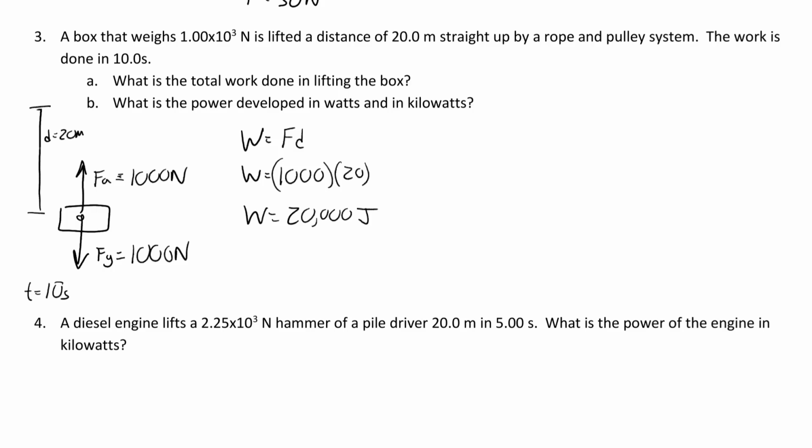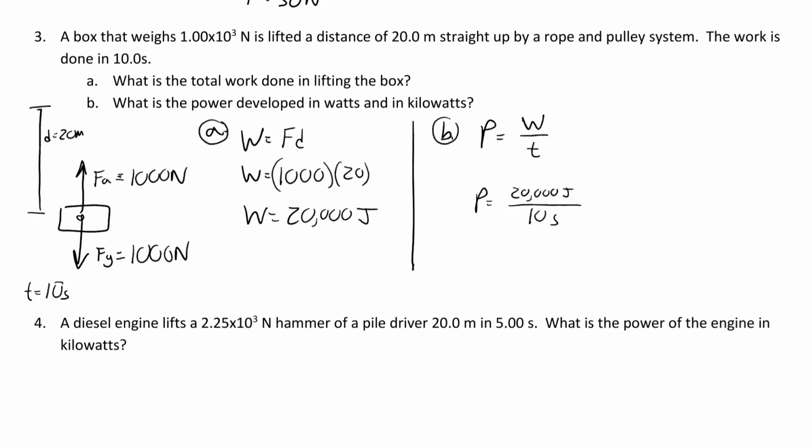And then they want to know what the power is. So this is for B. Power is how fast you could get the work done. Work over time. How many joules per second? How many watts? So the power is equal to 20,000 joules divided by 10 seconds.